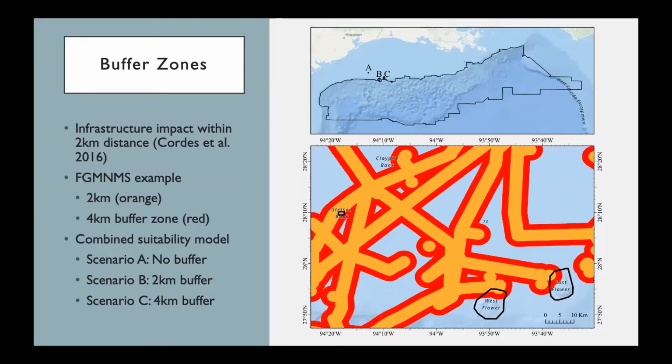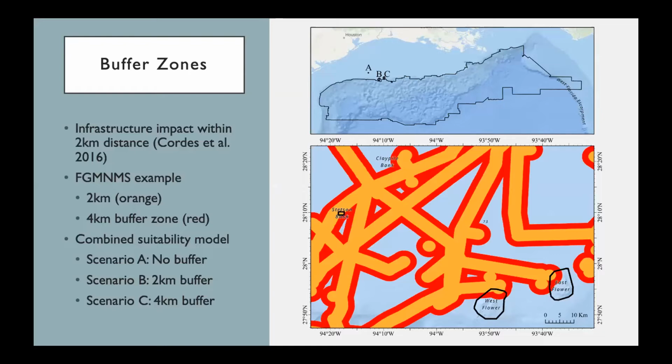Here I'm using the Florida Garden Banks National Marine Sanctuary as an example. So in the top figure, you can see where the Garden Banks are in relation to our study area, with no pipelines visible. And then in the bottom image, you can see them again outlined in black, with the 2 kilometer buffer zone in that orange color. So it's surrounding the pipelines and structures. And then the 4 kilometer buffer zone is in red. And that is also obviously around the orange because it is double the size.